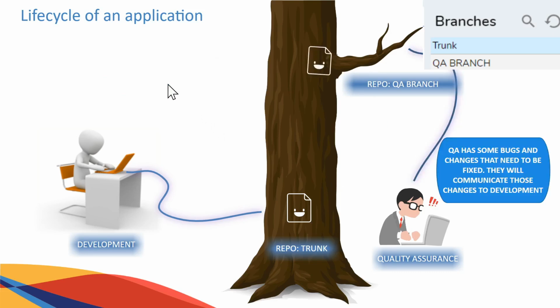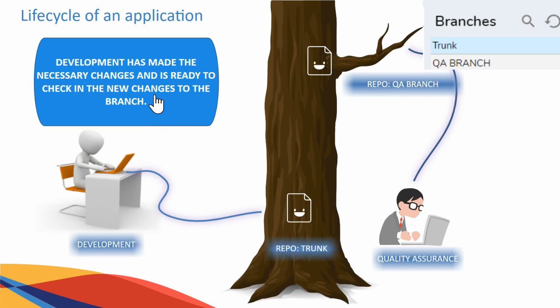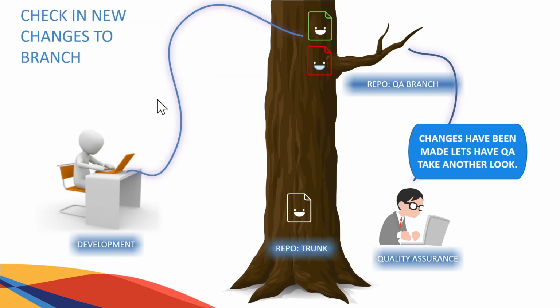Quality assurance takes a look at the project and finds some unexpected behavior or bugs. So they will communicate that to development outside of Decisions with the fixes that need to be made. In the meantime, development has still been working on projects and working with trunk. So development has made those changes and is ready to check in the new changes to the branch. They will then check in those changes to the branch so the QA can take another look at that project.